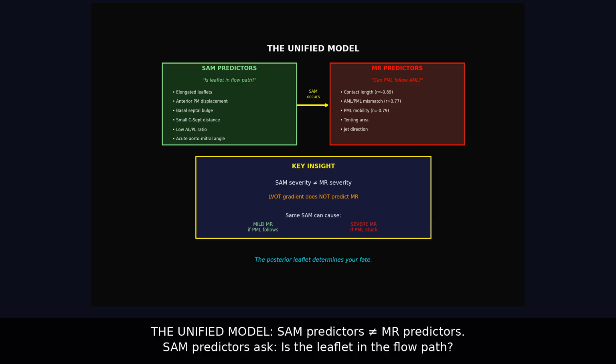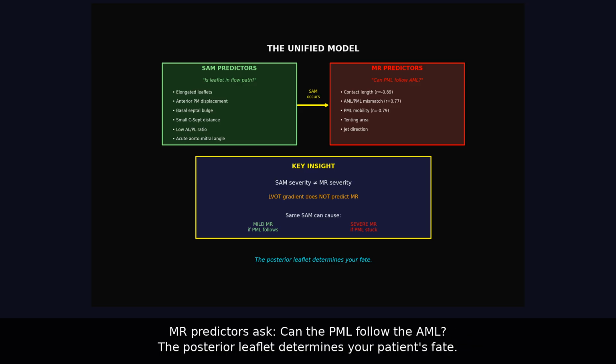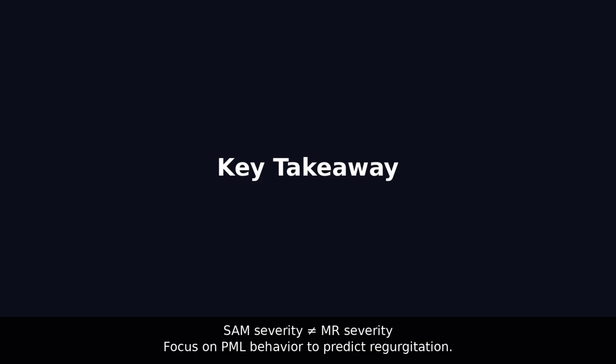The unified model shows that SAM predictors are not the same as MR predictors. SAM predictors ask, is the leaflet in the flow path? MR predictors ask, can the posterior leaflet follow the anterior leaflet? The posterior leaflet determines your patient's fate. Remember, SAM severity does not equal MR severity. Focus on posterior leaflet behavior to predict regurgitation.